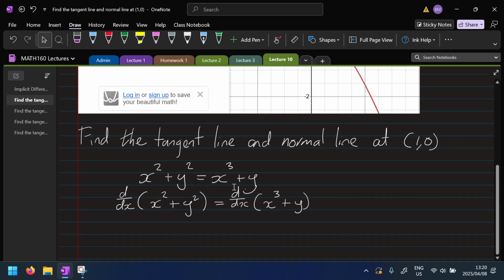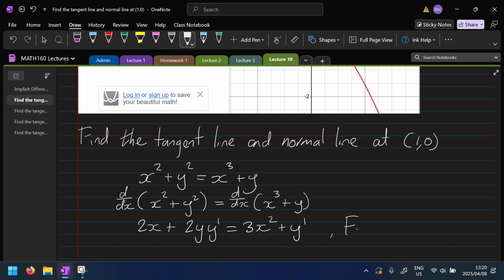Okay, now we can do the derivative. The derivative of x squared is 2x. The derivative of y squared, here we need to use the chain rule because this is y of x as a function squared. So we take the 2 down and we get 2y. Then the derivative of the inside function is the derivative of y, which is just y prime. And then on the other side, the derivative of x cubed, that's 3x squared, and the derivative of y, that is y prime.